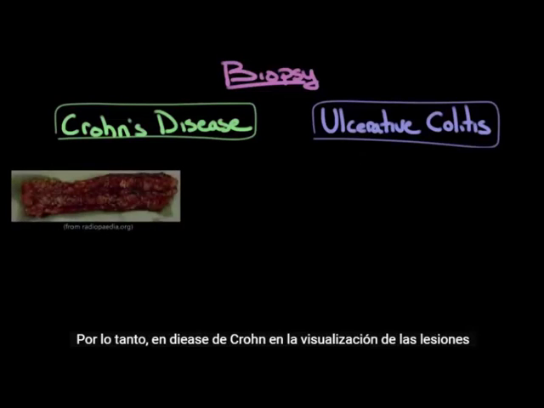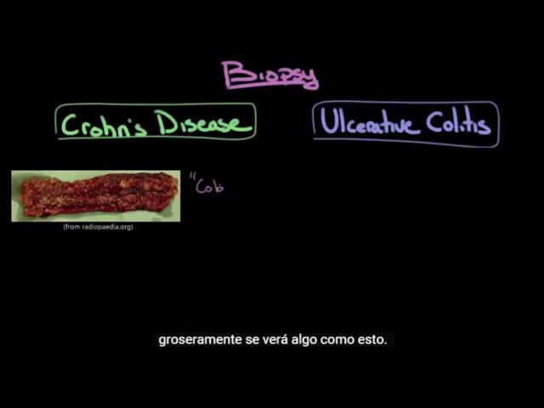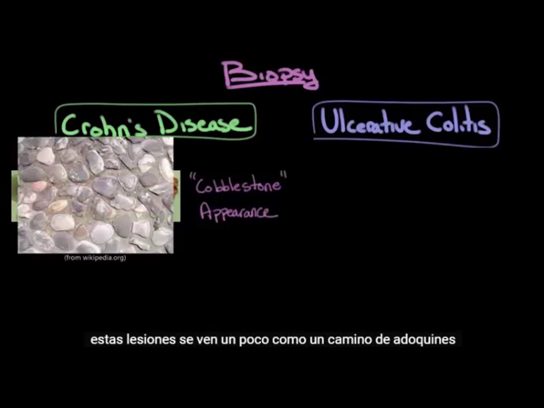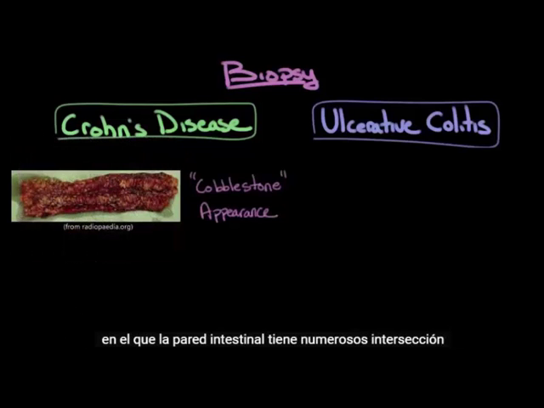So in Crohn's disease, on visualization, the lesions grossly will look something like this, and this is known as a cobblestone appearance. It's called this because pathologists think these lesions look somewhat like a cobblestone path, in which the intestinal wall has numerous intersecting lesions to make this cobblestone pattern.